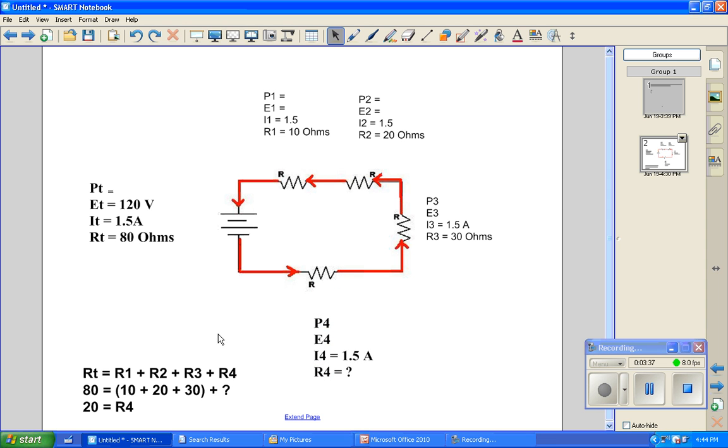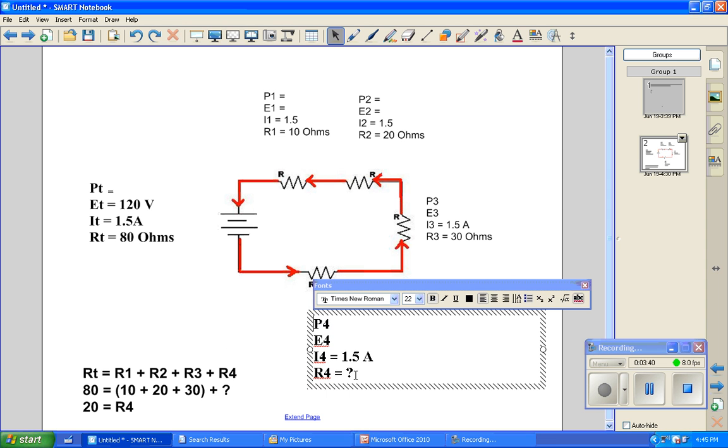Okay, so now we figured out that R4 is 20 ohms, so we can plug that in now also. Let's start with our number 4 resistor and find our voltage drop. All we need to do is, what is our formula for voltage? If we're looking at EIR, E is equal to I times R, right? So all we have to do is multiply up. Now, what are we going to be multiplying every time?